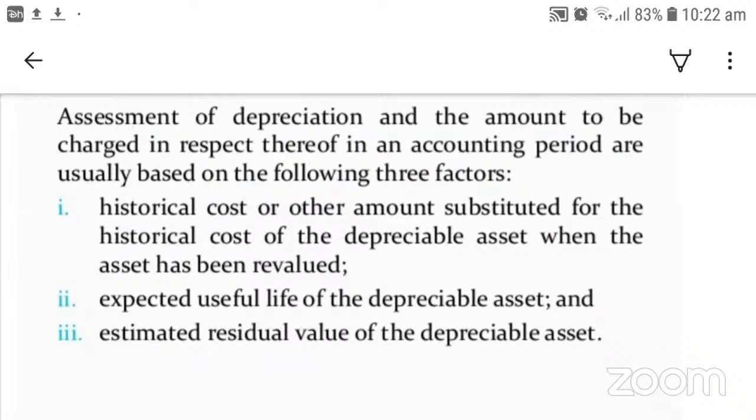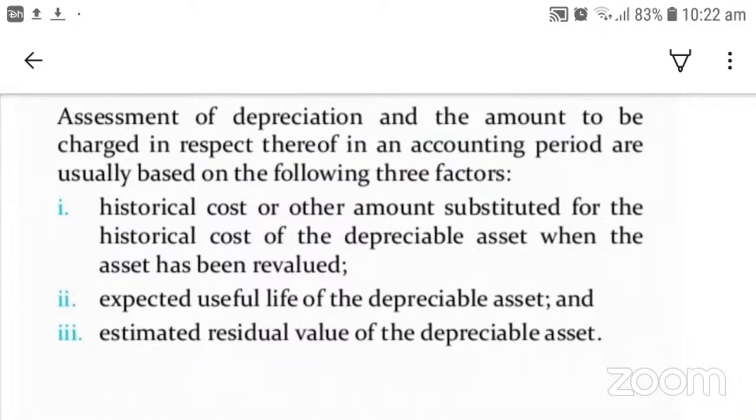Expected useful life of the depreciable asset. We will expect, beforehand, the lifetime of the fixed asset, and based on that, we will provide depreciation every year. Estimated residual value of the depreciable asset.